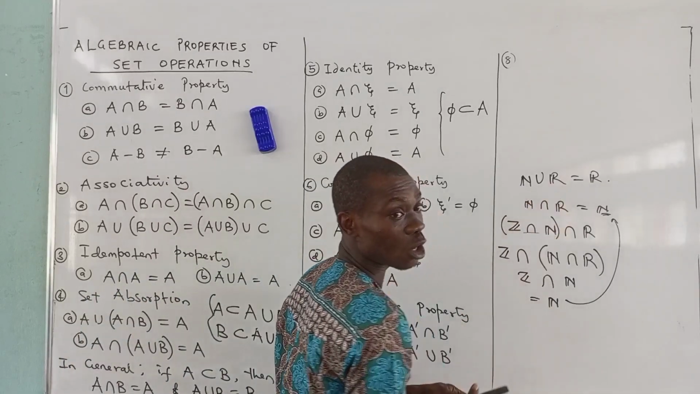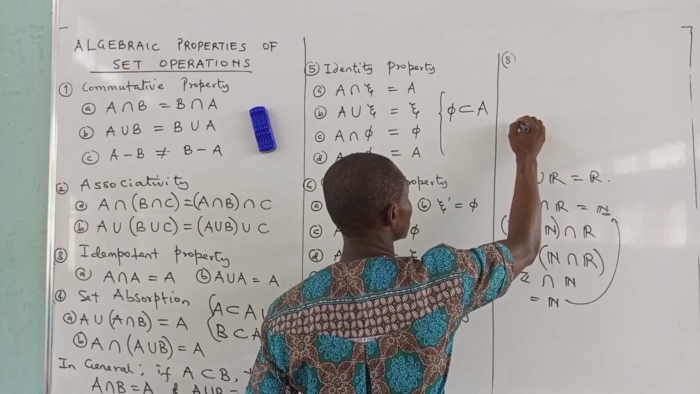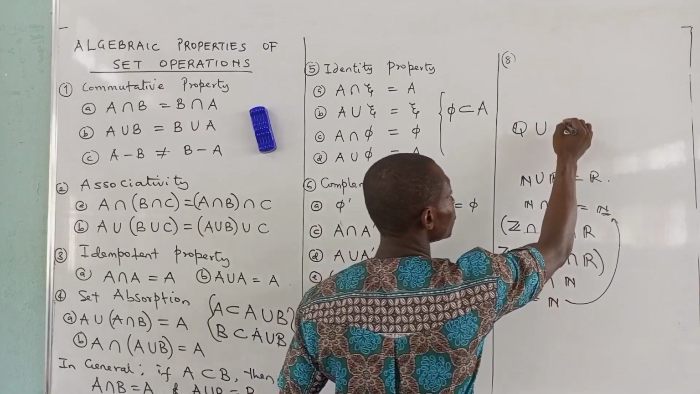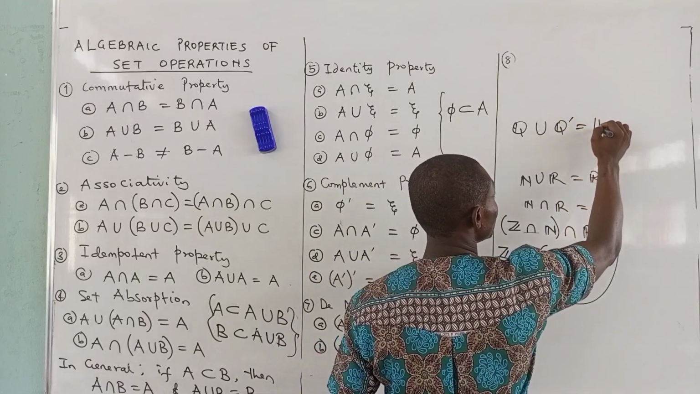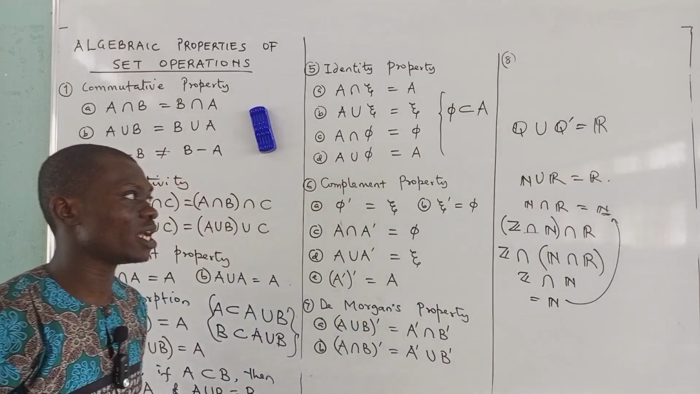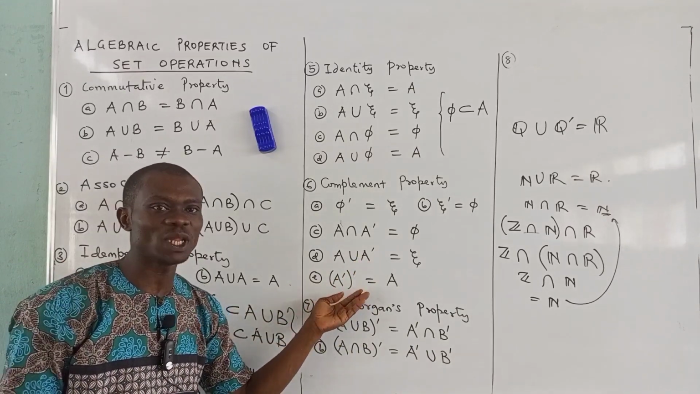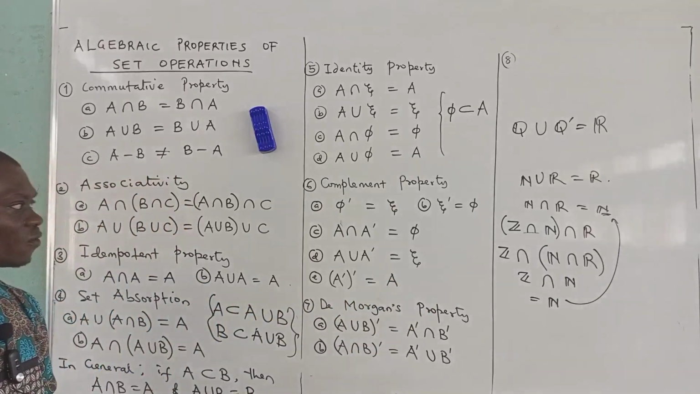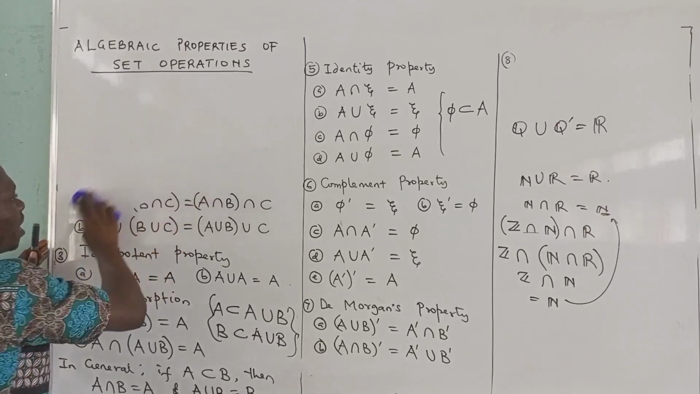Just as we saw also under the number system, if you take the union of Q, the set of rational numbers, with the Q complement, the set of irrational numbers, you will get the universal set, which is R. Okay, so that's what we have here. And then the complement of the complement of a set will always give you the set itself. These properties are very basic and important.